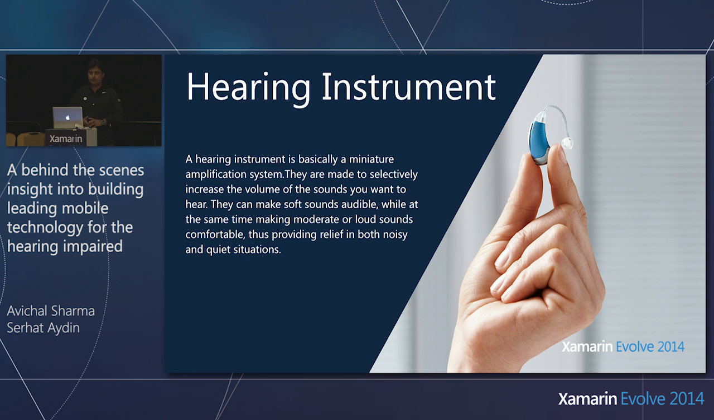They're called hearing instruments. They are being used by the people who experience any kind of hearing loss. How do you use them? You just plug them into your ears, and they are configured with different kinds of programs to help you hear better. Technically speaking, they are miniature amplification systems which are specially designed to increase the volume level of the sounds that you want to hear.